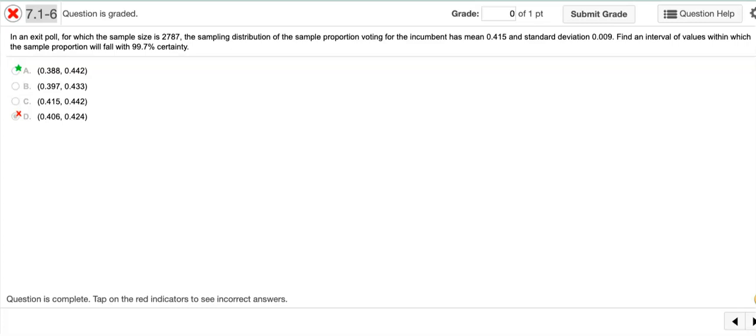This problem is from our Unit 2 practice test. It's number 12 on my students' practice test, but in case your number 12 is not this problem, find the one that says 7.1-6. Okay, 7.1 is when we talked about sampling distribution of sample proportion.